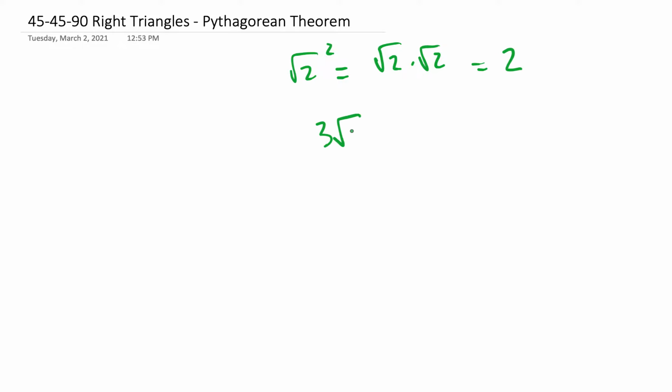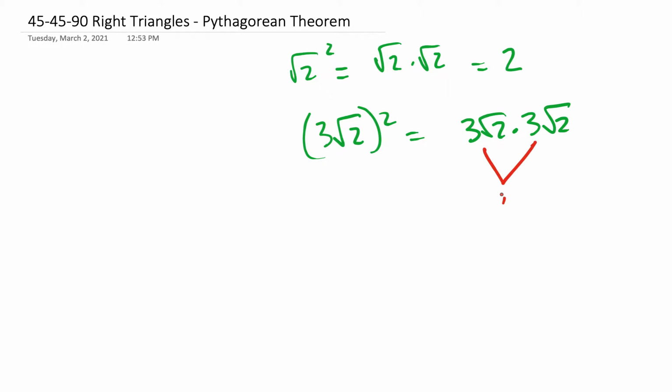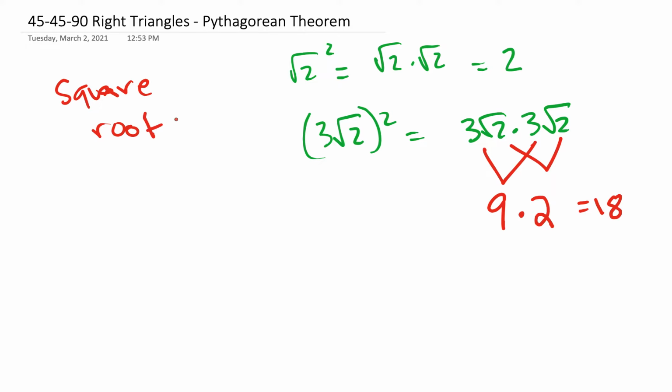Or 3 square root of 2. When we square it, it means 3 square root of 2 times itself. And we learned in my class the whole numbers multiply with whole numbers, square root with square root. We just did that. Square root of 2 times square root of 2 is normal 2, which gives us 18. So if you need to watch a video, make sure you know how to square square roots and how to multiply square roots.